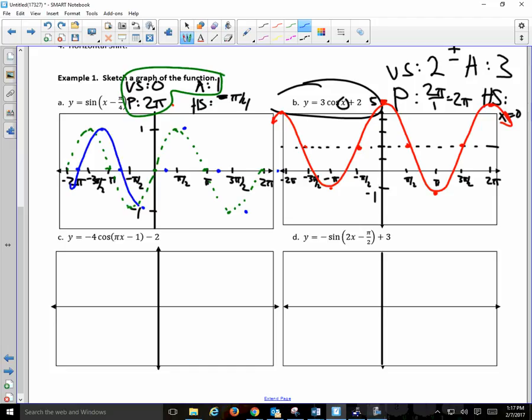So now I've got this graph. And if I grab hold of it, you can see that it's the exact same graph that I had before. It's just shifted to the right, pi over 4 units. It's a positive pi over 4.